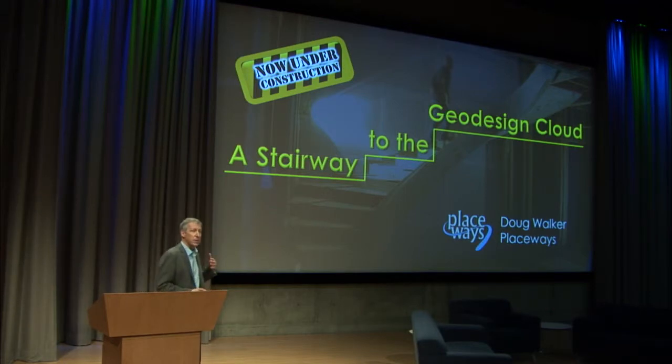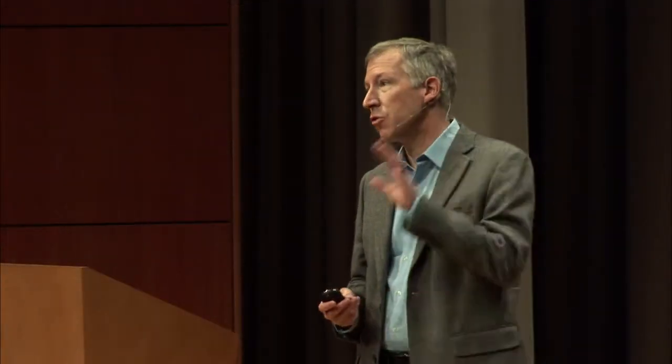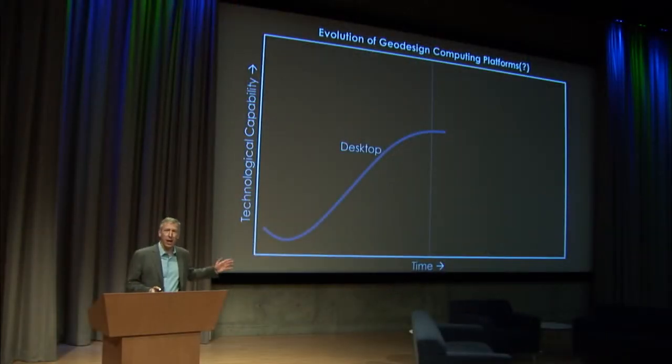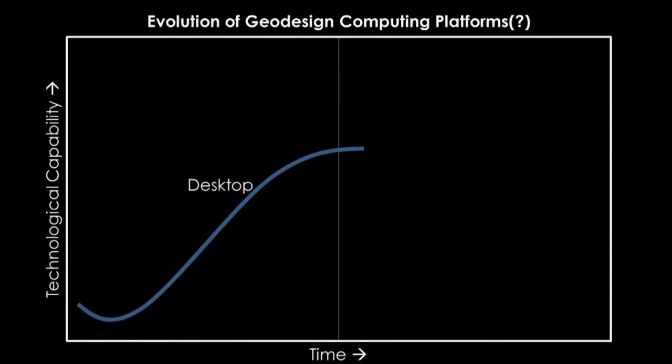At Placeways, we provide software and services to planning and geodesign practitioners. So this is through the lens of people who are using this kind of stuff every day. And the way we're doing it today is on the desktop. Desktop technology has followed this classic S-curve. It started off kind of shaky when it took over from mainframes a long time ago. It's gotten more and more capable until now.